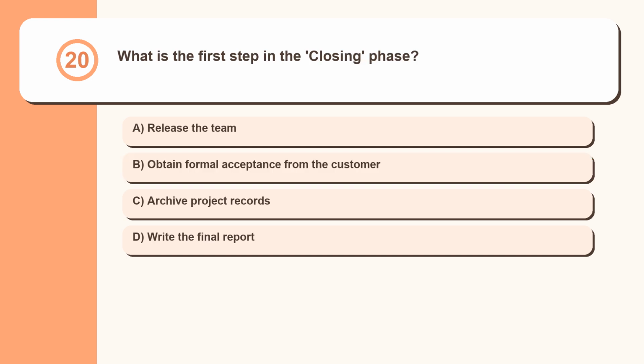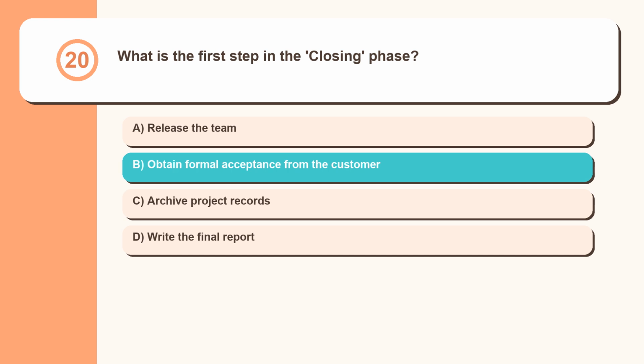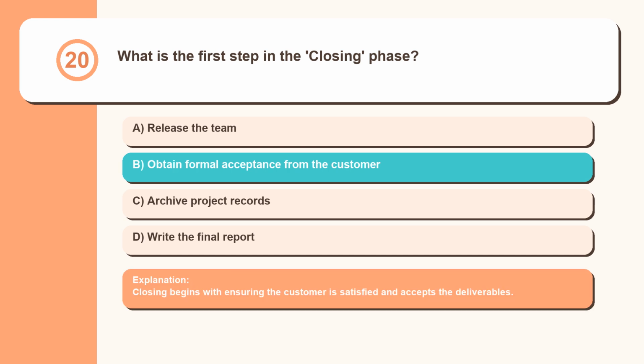Question 20. What is the first step in the closing phase? Release the team. Obtain formal acceptance from the customer. Archive project records. Write the final report. Closing begins with ensuring the customer is satisfied and accepts the deliverables.